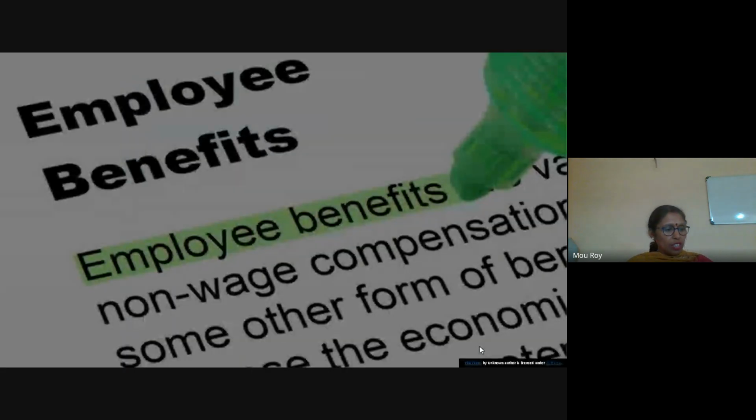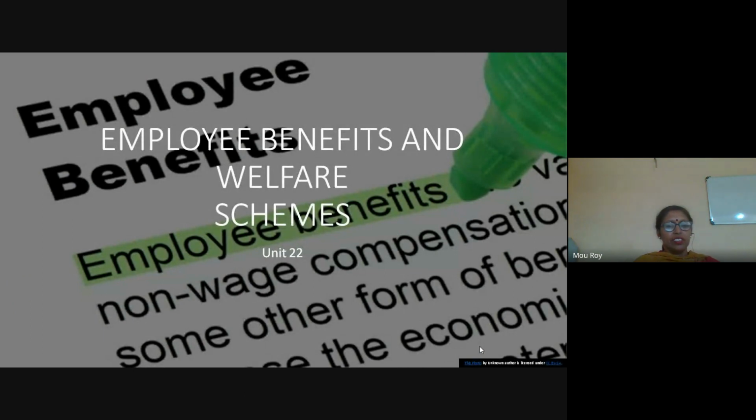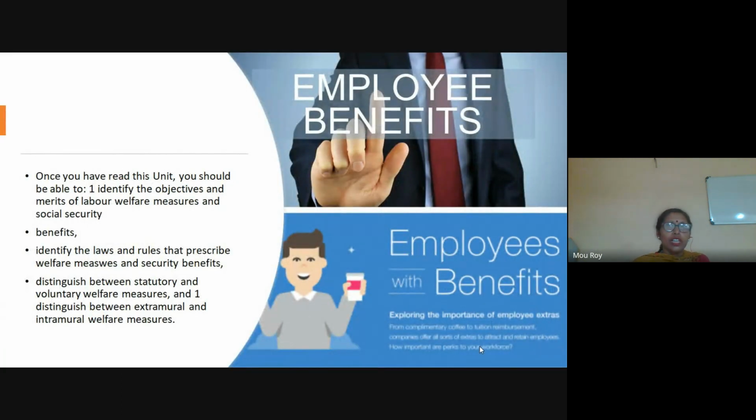So this unit is Unit 22. It is about employee benefits and welfare schemes. Yesterday we discussed a few points about employee benefits. Yesterday was about transfers, promotions, grievances, compensation, and salary administration. So today is about employee benefits. When we were discussing salary administration, we discussed the employee benefits and welfare schemes associated with different organizations, and it varies from organization to organization.